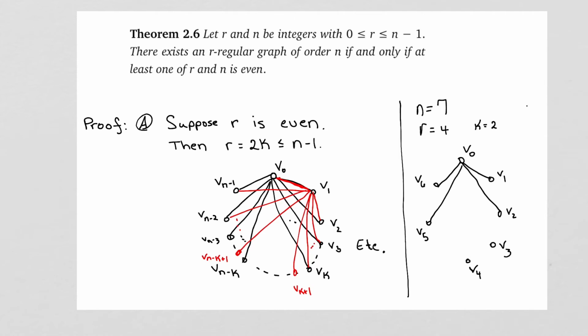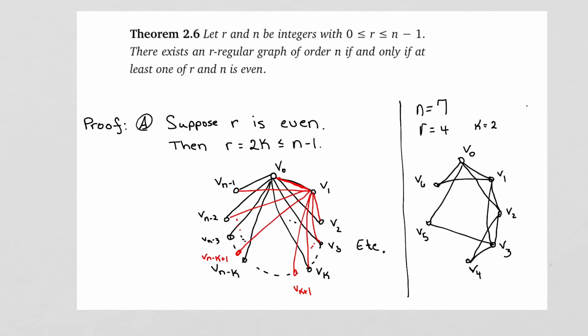Now I'm going to look at v1. It will be adjacent to v2 and v3, so the next two in the clockwise, v0 and v6 counterclockwise. Now v2 clockwise, I'll get v3 and v4 as its neighbors. And counterclockwise, I want v1 and v0. That edge is already in there. So v2 is done. v3, you can see in the counterclockwise direction, that's already done. In the clockwise direction, I'll have v4 and v5.